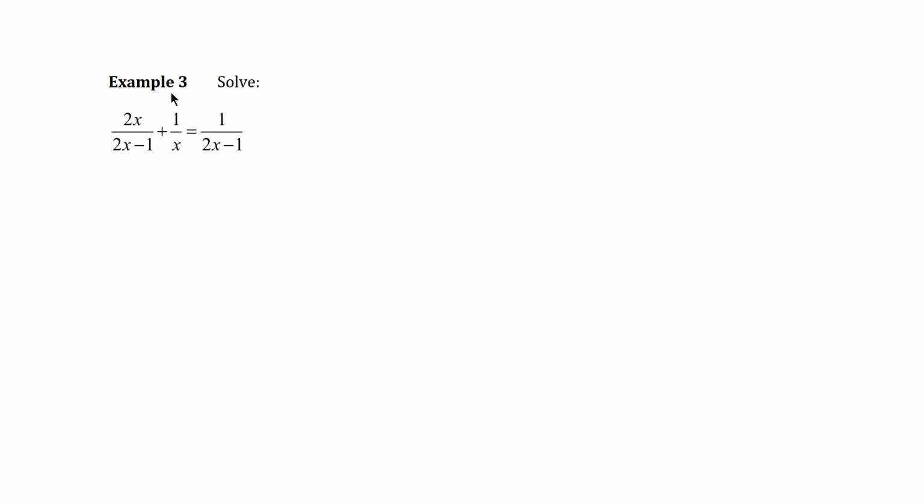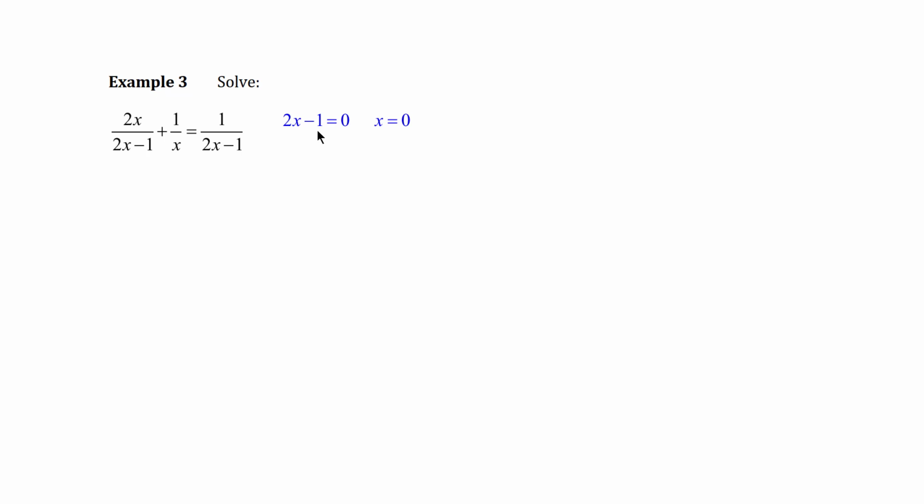Next, we have example number 3, solve. We have the rational equation 2x over 2x minus 1 plus 1 over x equals 1 over 2x minus 1. First, we need to find the domain. We just take the denominators from each fraction and set them equal to 0. This gives us 2x minus 1 equals 0 and x equals 0.